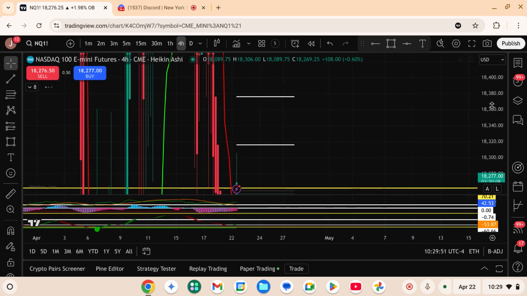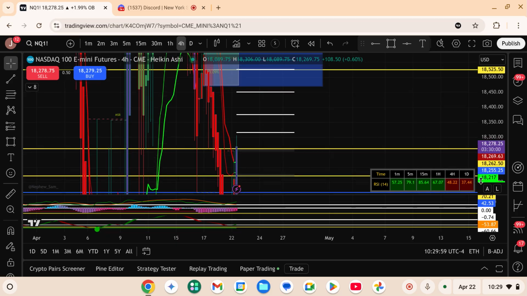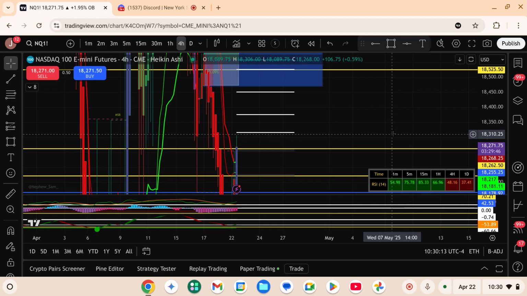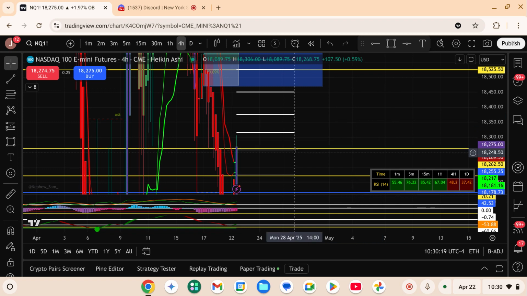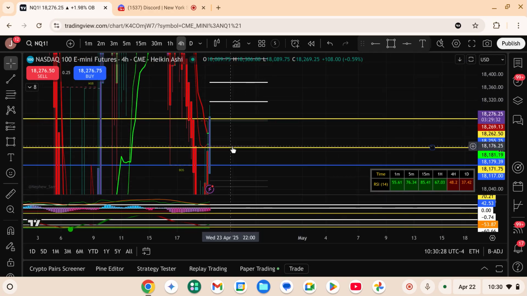Let's see what we got. Oh, excuse me. We're going to target this order block, maybe not today, but overall, right here, this 18,509. As long as we stay above this area here, we're going to continue bullish. But if it pulls back and closes below it, right about here is probably where you'll end up on the day.